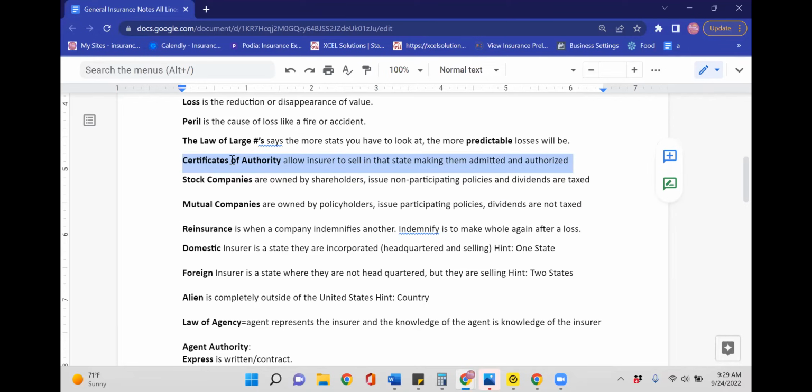Because they may say an insurance company is admitted. What does that mean? It means they're authorized. An insurance company is authorized. What does that mean? It means they're admitted. Whatever reason, they do that.